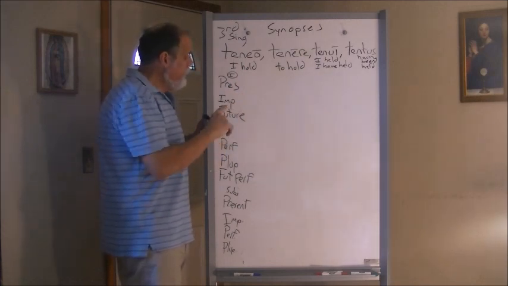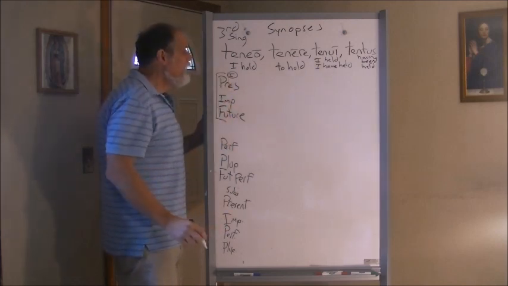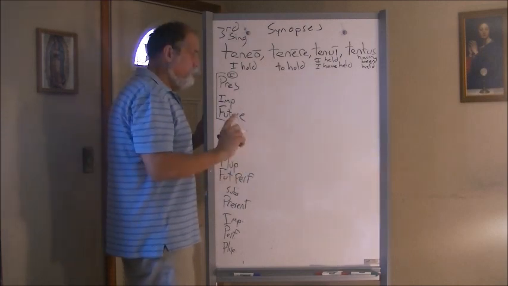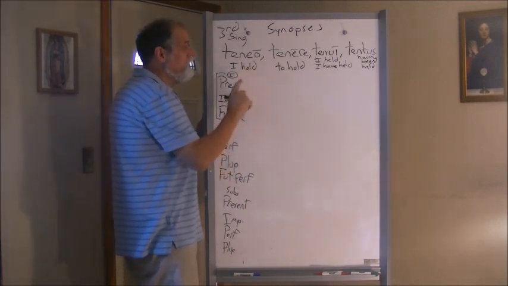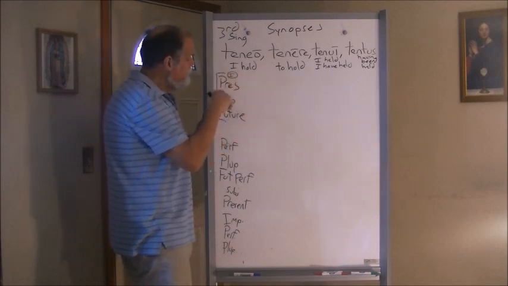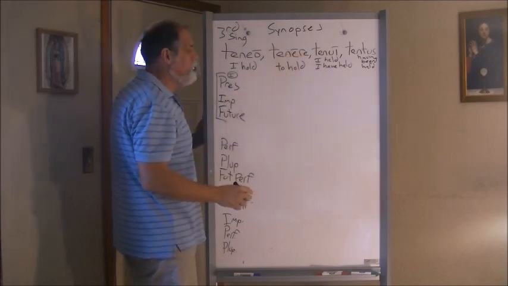All right, so we have the present, the imperfect, and the future. Remember, this is called the present system. And we follow the same process we followed countless times before. But what is that process? First of all, we're going to look for the stem. Now, how do we find the present stem? We find the present system stem by dropping the re of the second principal part.